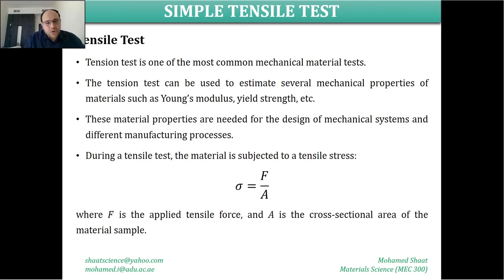Alright, so during the tensile test, the material is subjected to a force. This force will be used to generate a tensile stress, and that's why this stress should be tensile. Tensile means that the tendency of this stress is to stretch the material, to achieve an elongation, an increase in the length of the material sample.